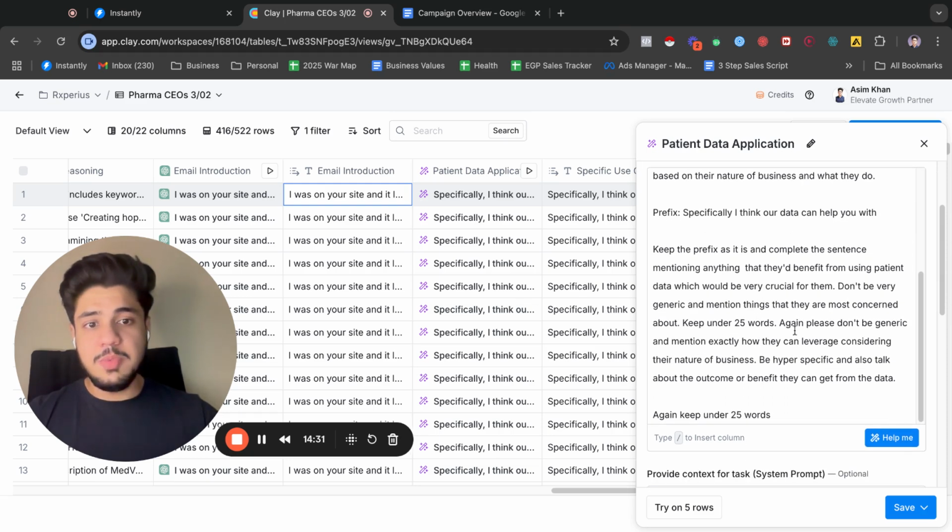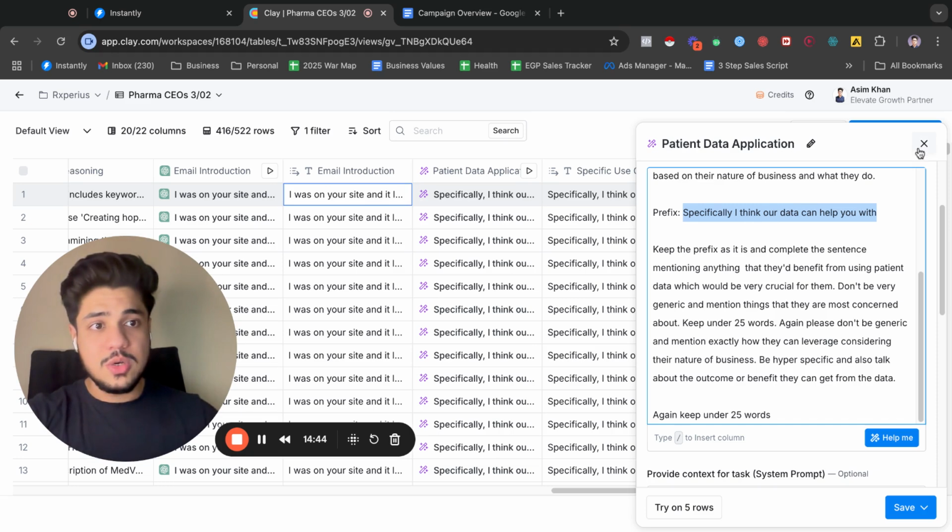And keep the prefix specifically, I think our data can help you. I want to keep it super customized. Because we are providing healthcare patient data, I want to tell them specifically how our data can help this company. So that's what we do.